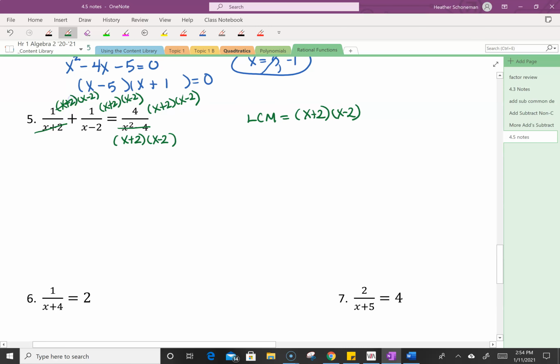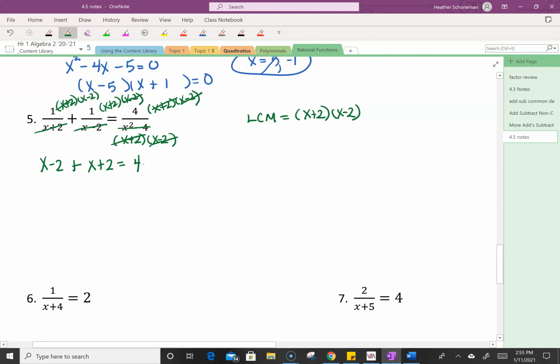Here, x plus 2's cancel, so all I'm taking is 1 times x minus 2. That's easy, x minus 2. Plus, here, the x minus 2 cancels. So all I'm multiplying is 1 times x plus 2. X plus 2. Over here, the x plus 2 and the x minus 2 cancel, so I just get 4.